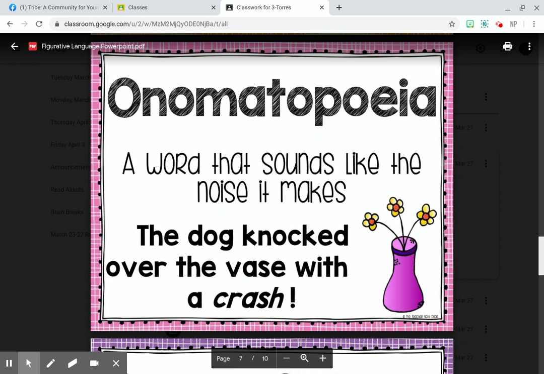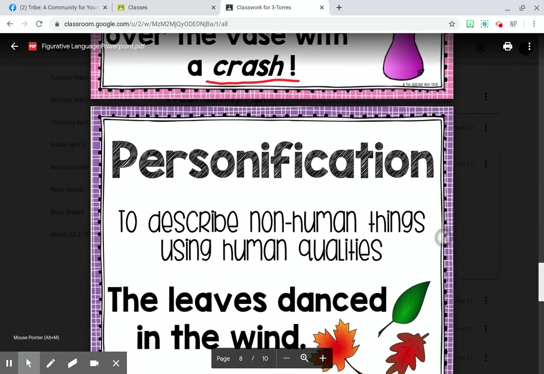Onomatopoeia is a word that sounds like the noise it makes. The dog knocked over the vase with a crash. So crash would be our example of onomatopoeia here because it sounds like the noise that it makes.